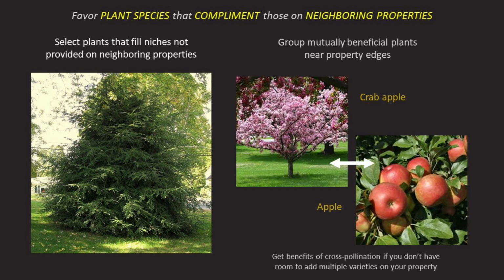Also, look for opportunities to group mutually beneficial plants near property edges. For example, many fruit-producing trees and shrubs require cross-pollination from other varieties, but perhaps you don't have enough space on your property to plant more than one apple tree. But if your neighbors have an apple or even a crab apple, you could plant your apple tree near the property boundary so the trees can benefit by cross-pollinating one another.